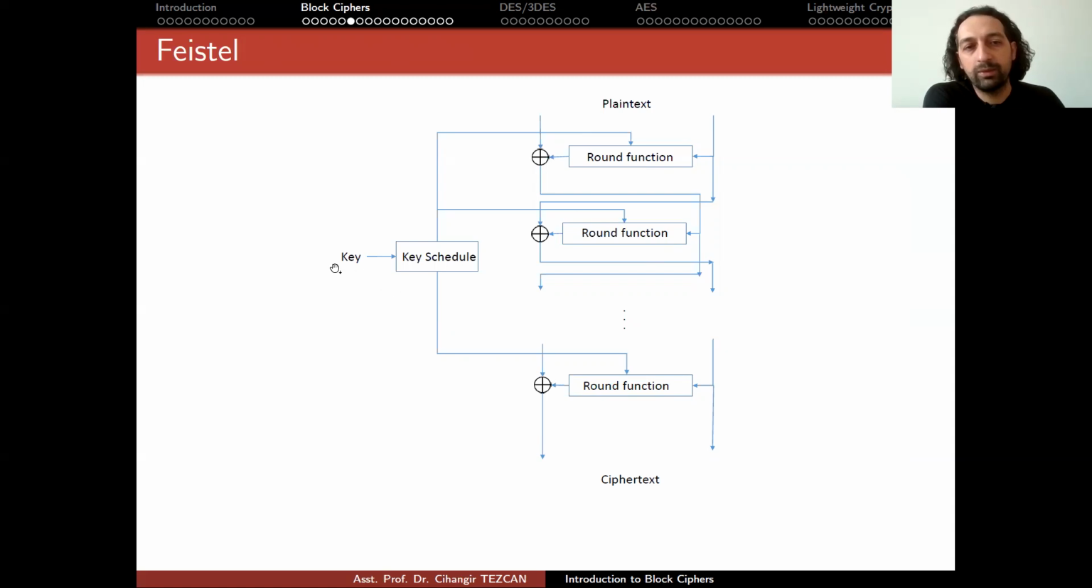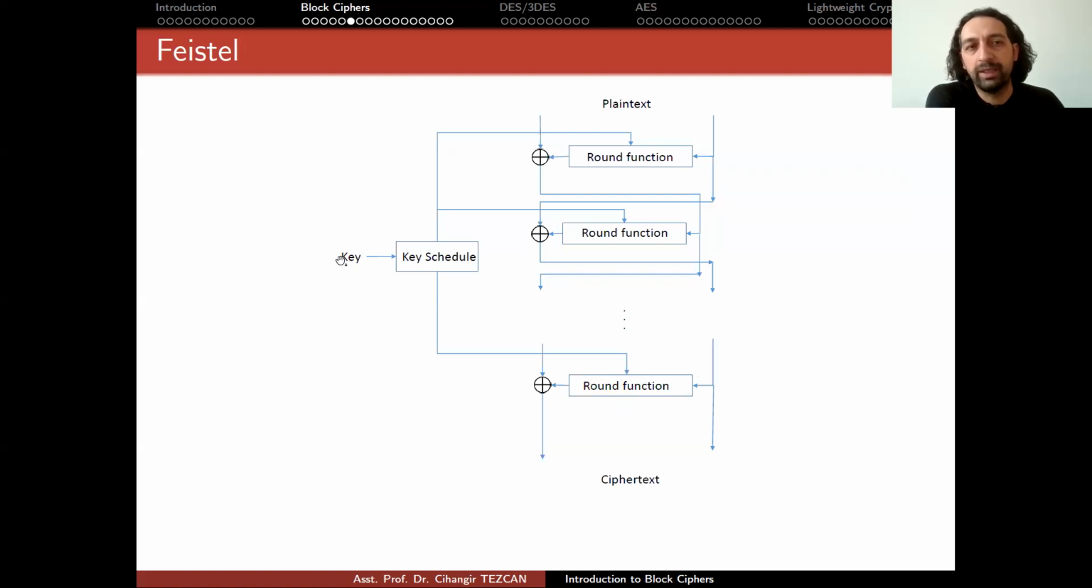So I told you that we have the key, but you can use the key in each round directly, but most of the time we have seen in the literature that this causes some problems. Most of the time the algorithm becomes easier to break. So instead of that, we use a key schedule algorithm which produces round keys, and you use that material here instead of the key directly.